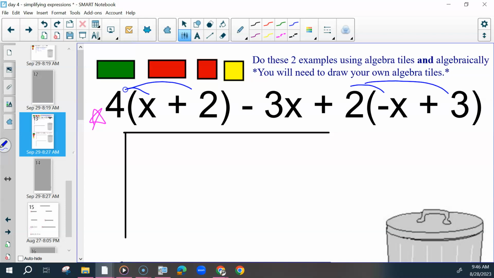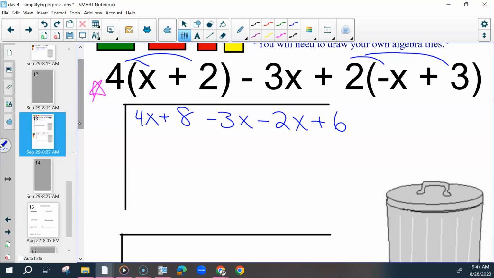So then what would this first piece be? 4x plus 1. Then we're going to bring down that negative 3x. What would the last part be? So the pages aren't numbered, but they're like the more complicated examples towards the end. Alright, what is our next step?